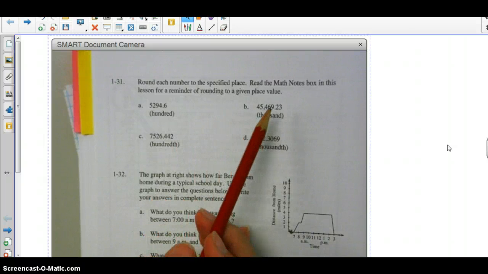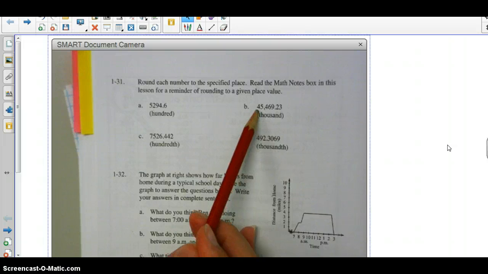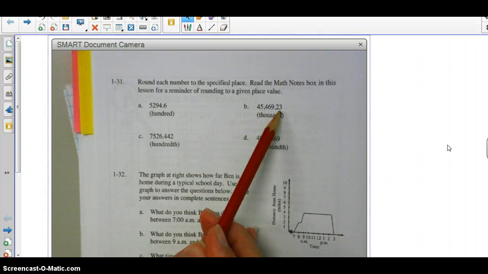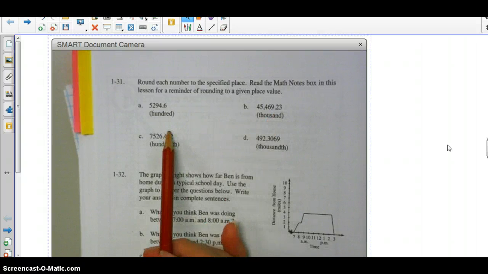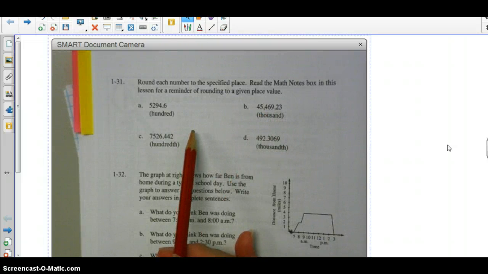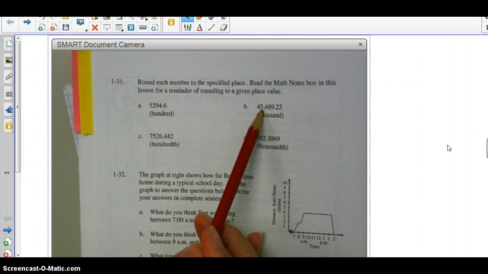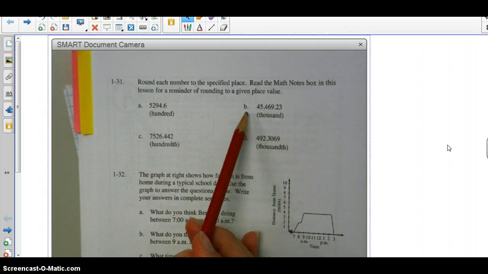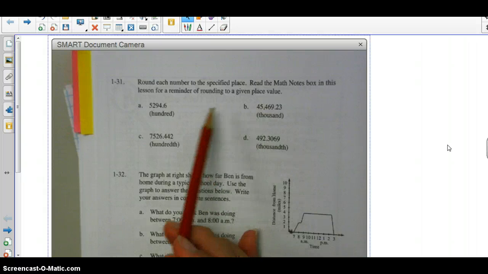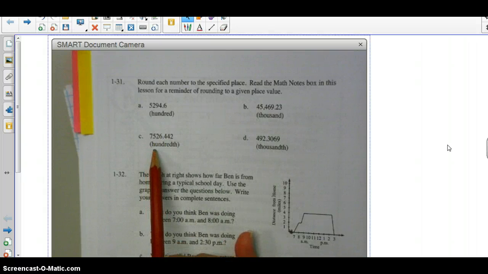If you look over here for B, your number is 45,469 and 23 hundredths, okay? You need to round to the thousand place. Which number is in the thousand place? Find it. It would be the 5, and you're going to tell me, okay, is this number closer to 45,000 or is it closer to 46,000? When you get down here, it becomes a little bit more difficult because you're looking at the hundredth place and the thousandth place, okay?